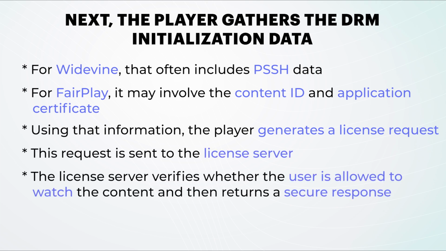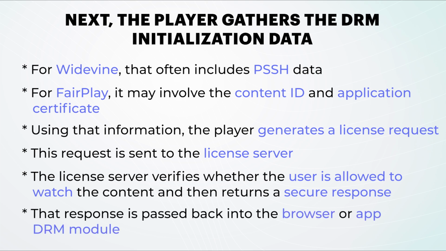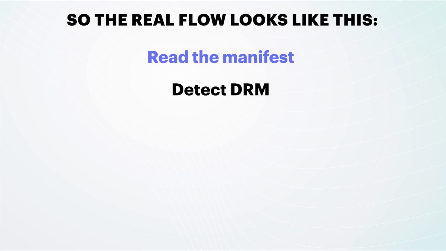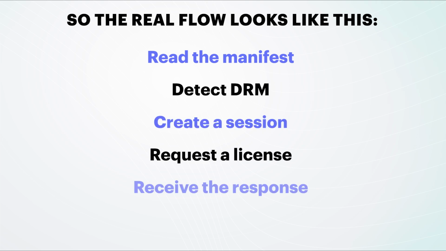The license server verifies whether the user is allowed to watch the content and then returns a secure response. That response is passed back into the browser or app DRM module. Only after that can the encrypted video segments be decrypted safely during playback. So the real flow looks like this. Read the manifest, detect DRM, create a session, request a license, receive the response, then decrypt and play.